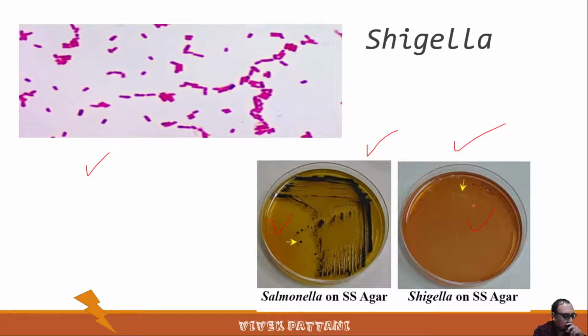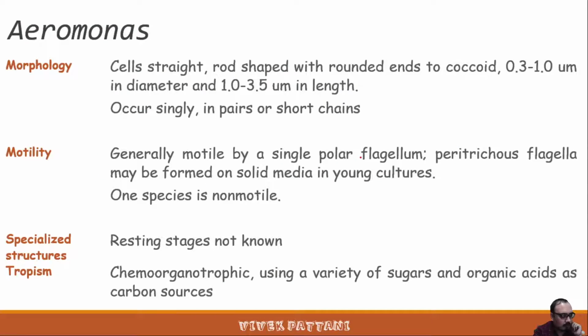If you want to isolate Shigella, you can isolate them using a sewage sample also. In the case of Salmonella you will have black colored colonies. In this one you have brown-like or sometimes colorless colonies in the Salmonella Shigella agar. Now moving forward with the next bacteria, which is Aeromonas.